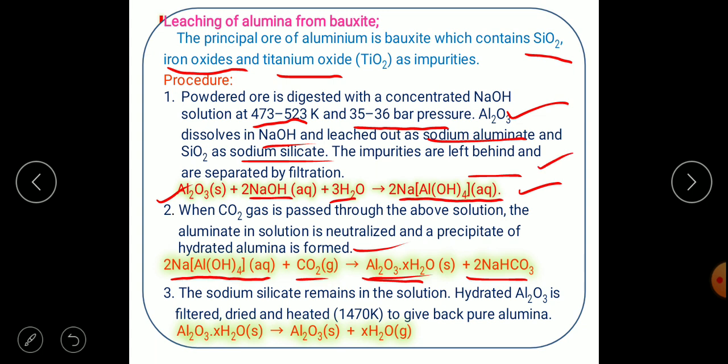So here it is an impurity. Hydrated aluminum oxide is filtered, dried and heated. So here also, at a very high temperature the reaction takes place to give back pure alumina. So the hydrated aluminium, we are heating again at a very high temperature. So aluminium oxide, that is alumina, is obtained and then dehydration happens.